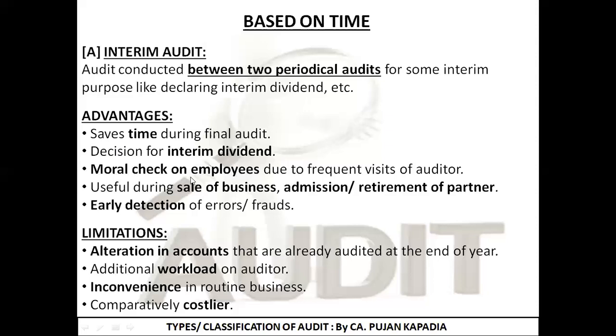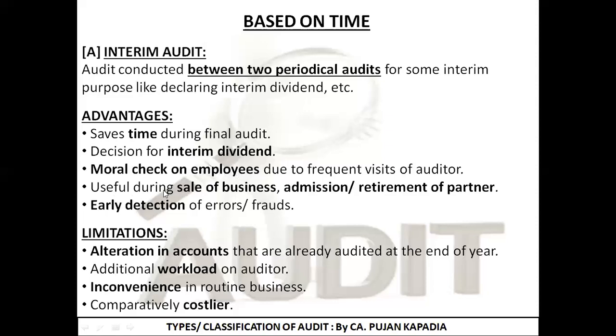Third is moral check on employees due to frequent visits of the auditor. Generally, what is the scenario? The auditor comes after the financial year's end, as a result of which he is visiting only once a year. But now, if I am getting my books of accounts audited for interim audit, he is going to come in between also. That is, when the year is going on, he is going to frequently visit my business place. So all the employees will be cautioned. They will be doing their work in a more efficient manner, with a fear that if they are doing anything wrong, then it can be easily traced out by the auditor. As a result, we can implant a moral check on employees.